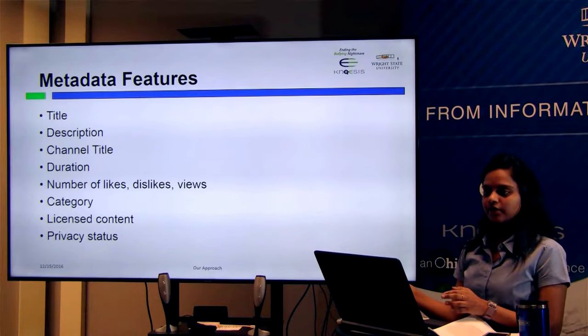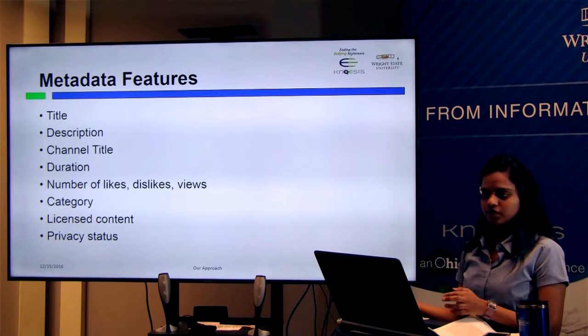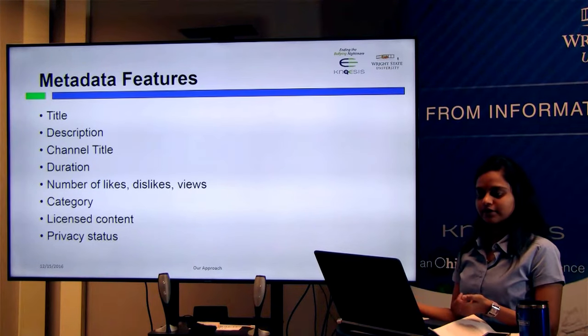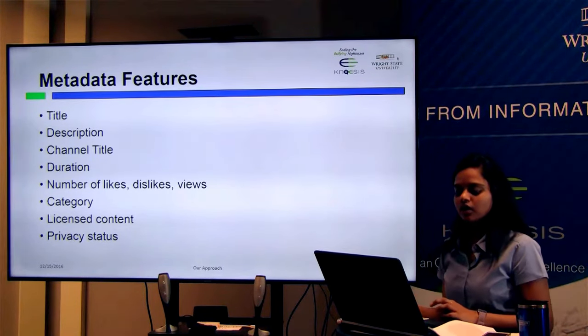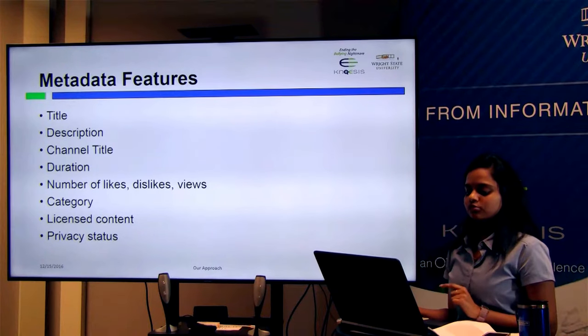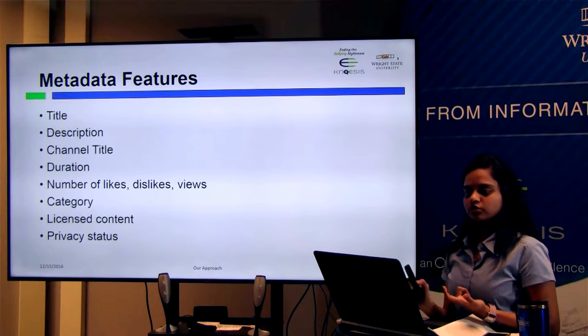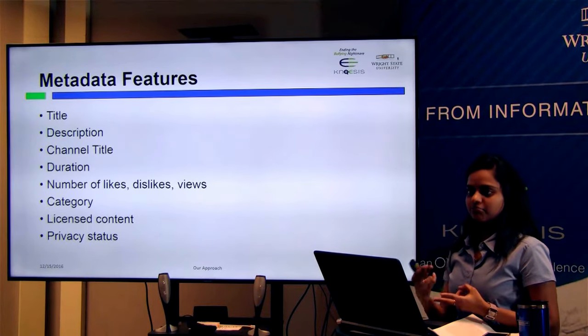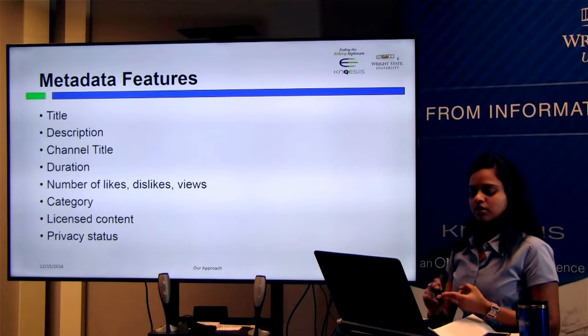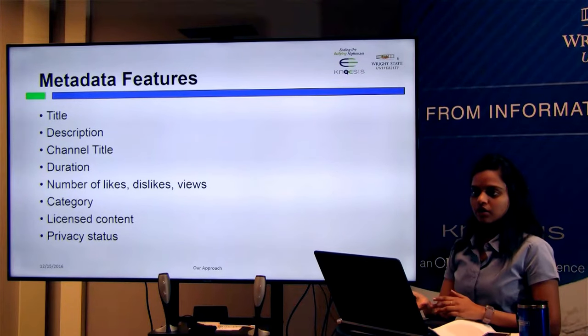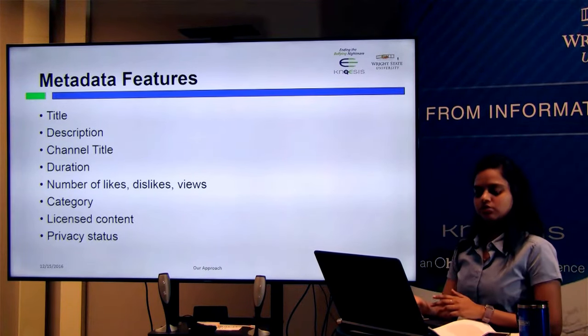Here YouTube category can be any of the 15 general categories of YouTube, such as entertainment, news, politics, sports, something like that. And we also use licensed content. In general, YouTube videos have any of the two licensed content. It may be standard or creative commons. So we used it to see if this has any impact on finding offensive videos.